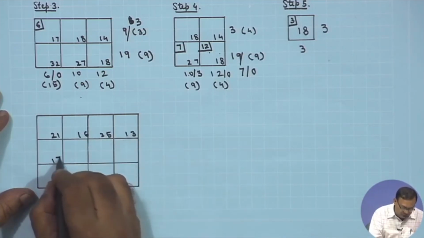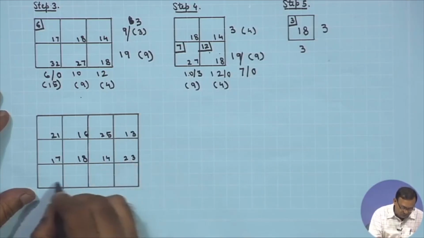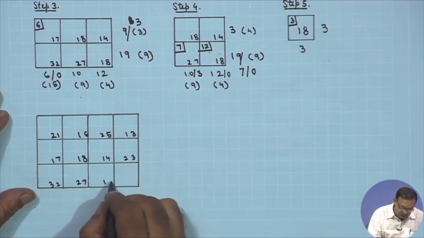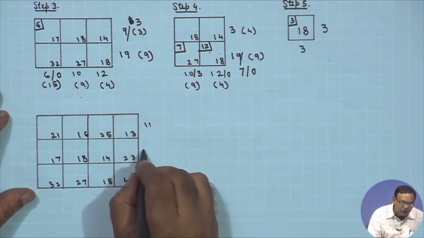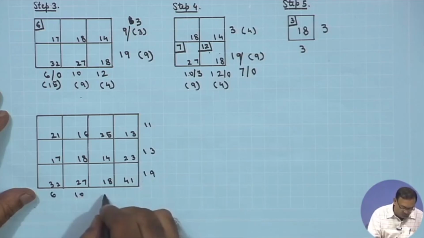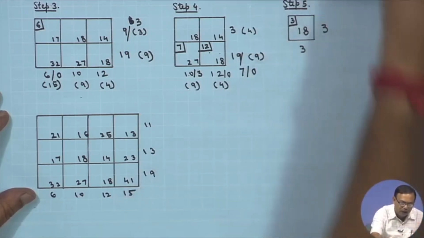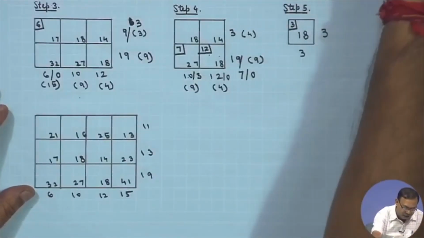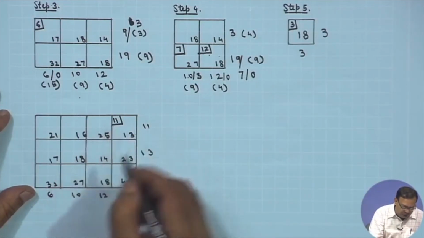13, 17, 18, 14 and 23, 32, 27, 18 and 41. Here it is 11, 13, 19 and 6, 10, 12 and 15. So, from the original allocation, that is I started with this one 11, then next step I allocated 6, like that way I have made the allocations which I am writing now.